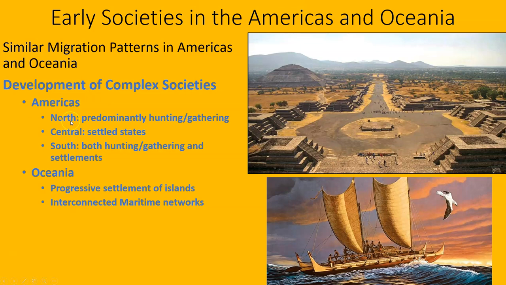In Northern America, it's predominantly hunting and gathering, though we do have some evidence of more permanent settlements and, as we'll talk about, terraforming of the North. Central America is where the settled states came up early, more complex societies like what we've looked at in places like Mesopotamia and Egypt. And in South America, we have both state settlements and hunting and gathering as well. In Oceania, we have progressive settlements of islands and interconnected maritime networks that we'll expand on later in the lesson.